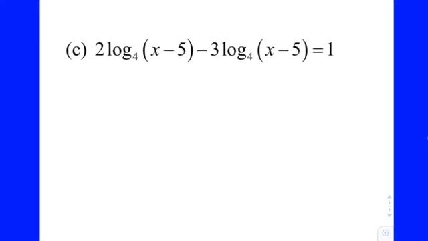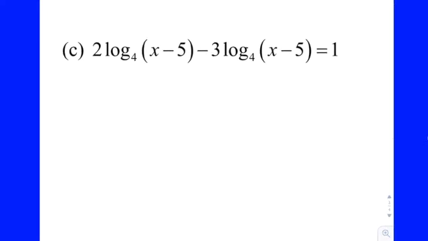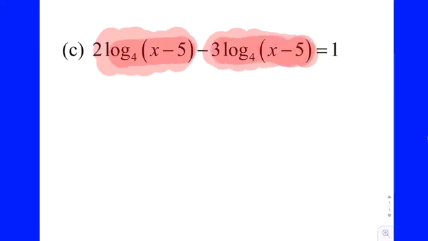Let's try one more. Let's see how far we can get. This one, we have 2 logs. They're both x minus 5. We need to condense it, or we could do what first? What do you notice? Simplify early and often. If they are both base 4 and the arguments are the same, those are actually like terms, aren't they? We have 2 of those minus 3 of those. So look for that. If they're both those and those are the same, those are like terms. So what is 2 of those minus 3 of those?